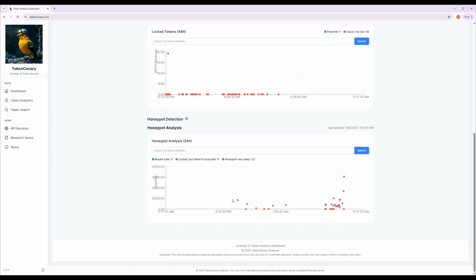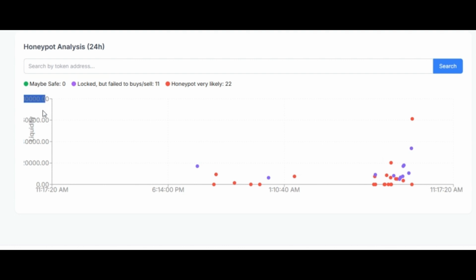Honeypot Detection Framework. In this visualization, each data point represents a newly deployed token. The vertical axis quantifies the initial liquidity provision, while the horizontal axis tracks temporal deployment. The color coding system categorizes tokens into three distinct security classifications.